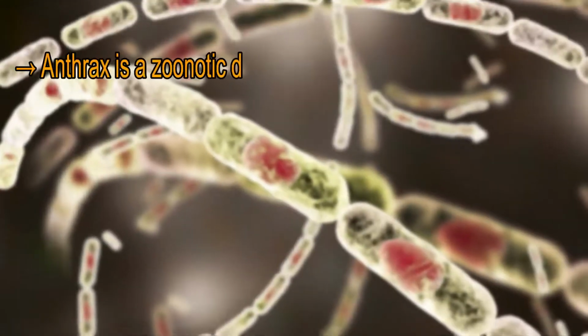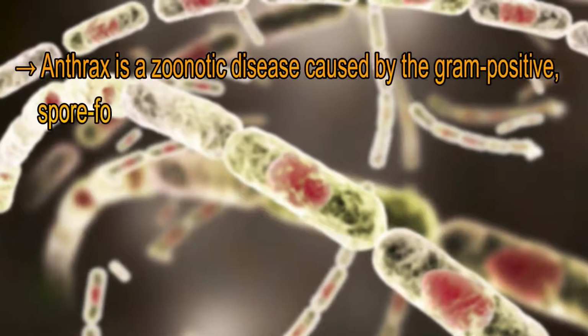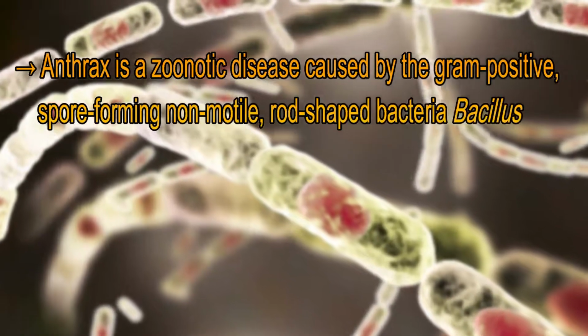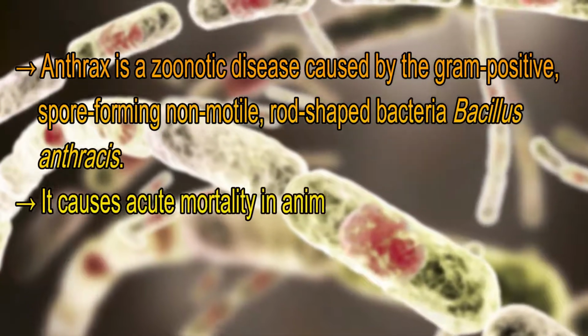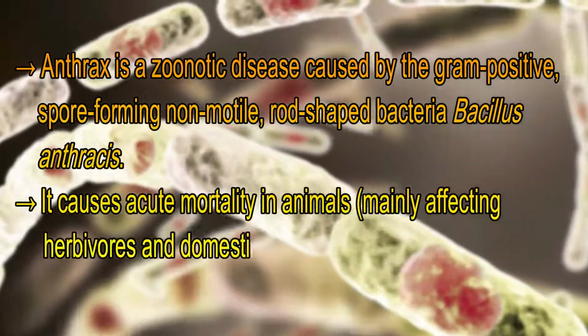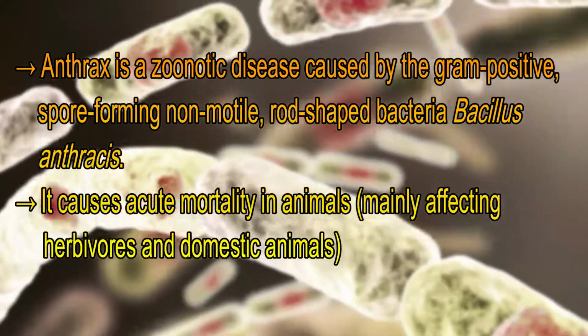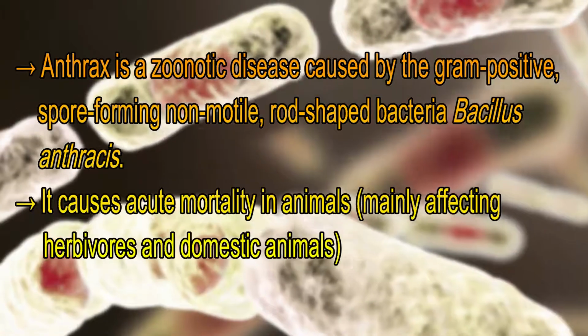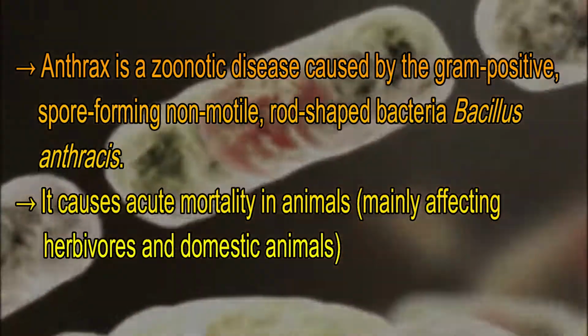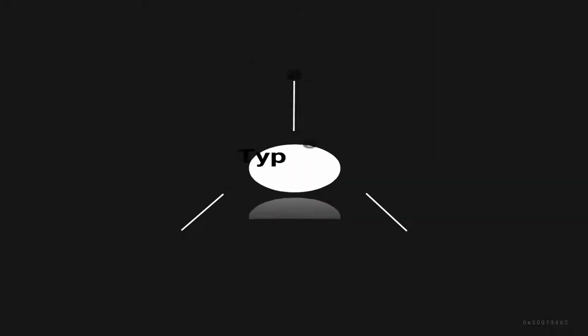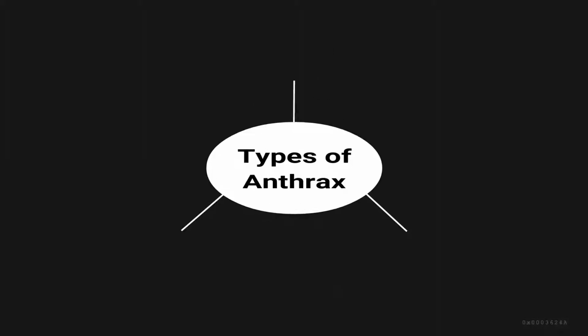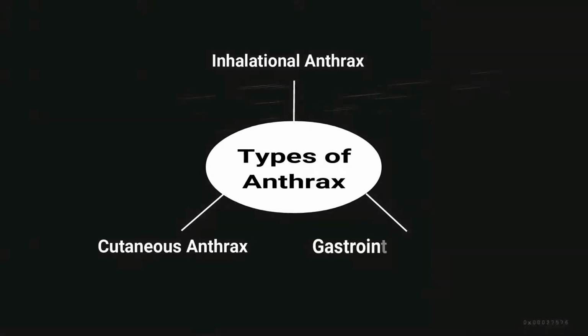Anthrax is a zoonotic disease caused by the gram-positive, spore-forming, non-motile, rod-shaped bacteria Bacillus anthracis. It causes acute mortality in animals, mainly affecting herbivores and domestic animals. Types of anthrax: inhalational anthrax, cutaneous anthrax, gastrointestinal anthrax.